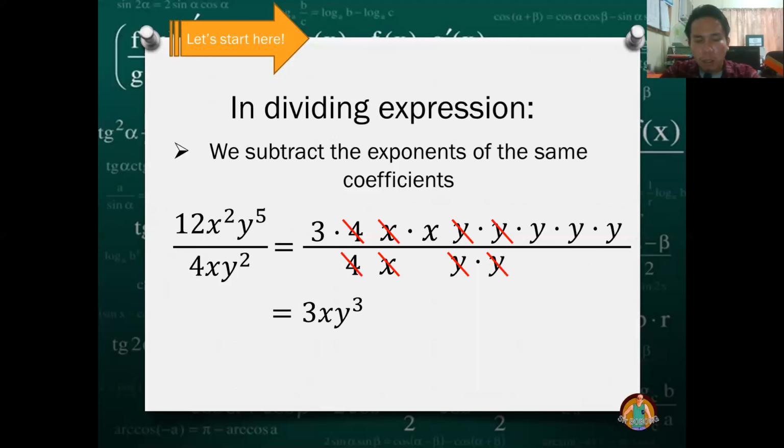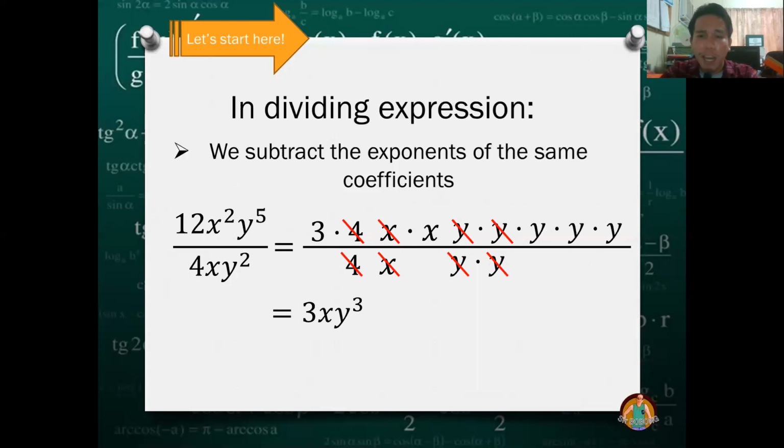3xy cubed. So look at our x variable, it's just x raised to 1, because x squared divided by x will be x. So that means 2 minus 1 is the exponent. And for our y, y cubed is what remains because 5 minus 2 is equal to 3. That's why y cubed.